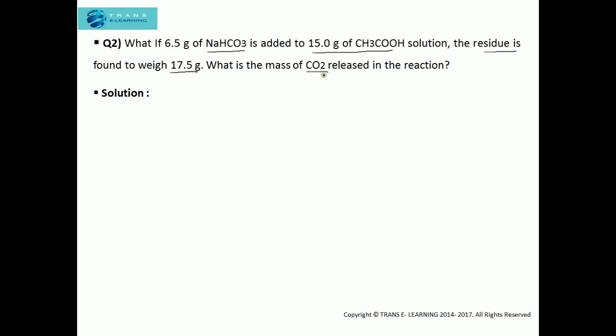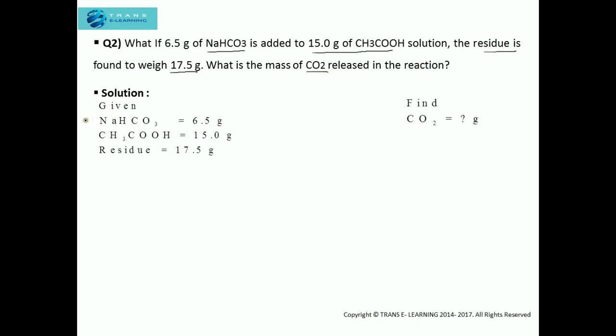So the first step is to analyze what is given and what needs to be found. The given values are sodium bicarbonate, that is 6.5 gram, acetic acid, which is 15 gram, and the residue is 17.5 gram, and we need to find carbon dioxide gas. So the foremost step is to write the chemical equation, and for that we need to figure out the reactants as well as the products.